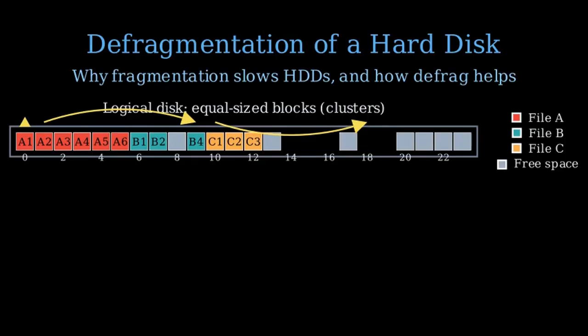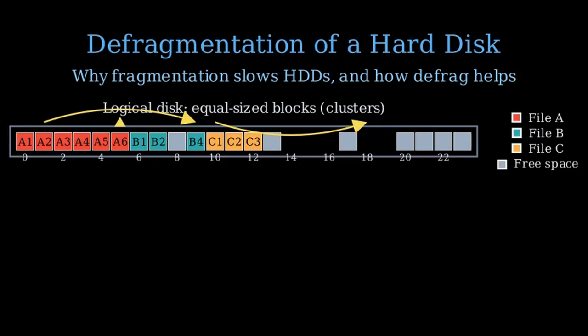Now that file A is contiguous, the head can stream across without extra jumps. One smooth sweep means fewer seeks and faster reads on a spinning disk. Let us make a quick back of the envelope comparison. Suppose a seek costs about 8 milliseconds on your hard drive, and reading one block once the head is in place costs about 1 millisecond.